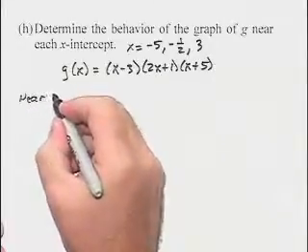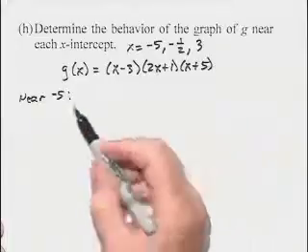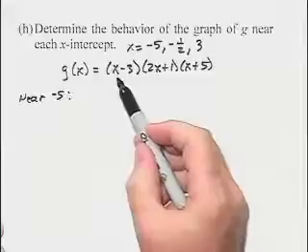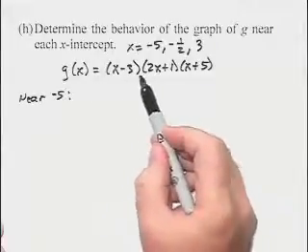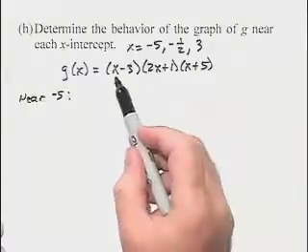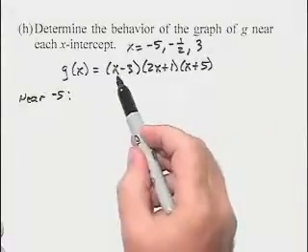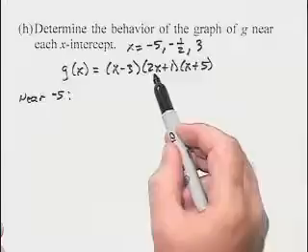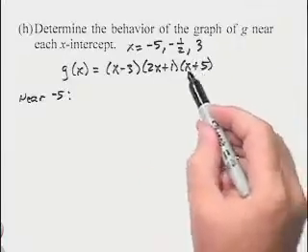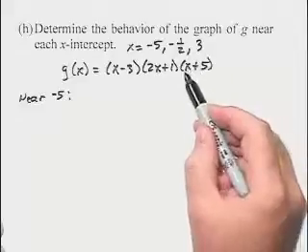We'll start with -5. To find the behavior near -5, we're going to evaluate the function at -5 in each of the 2 factors except x + 5. So we're going to evaluate g of x. In this first factor, we'll let x equal -5. In the second factor, let x equal -5. But we're not going to evaluate this third factor at -5 because that would give us 0.